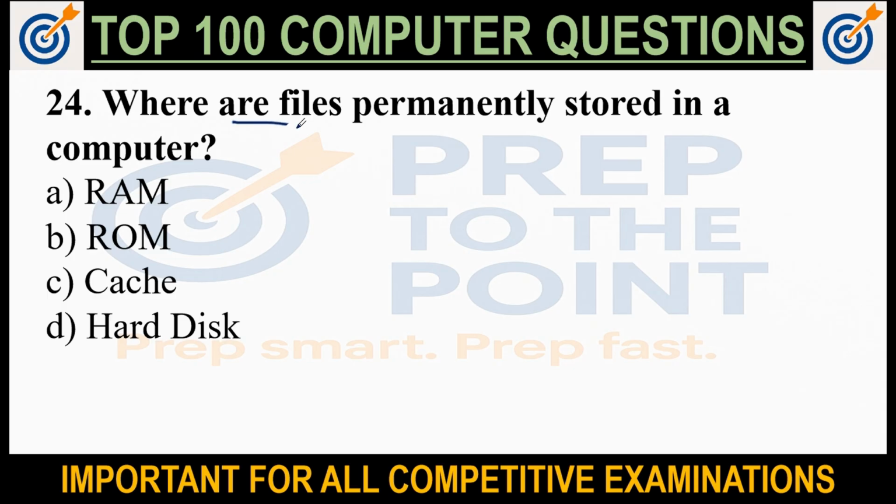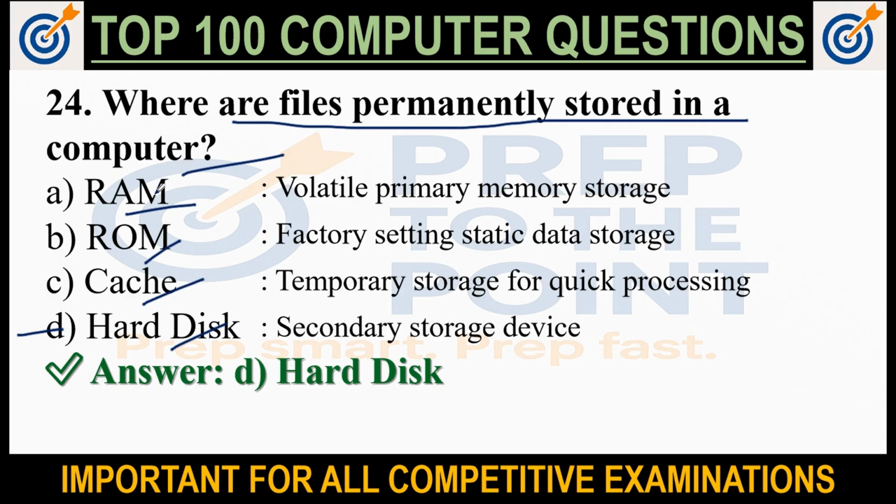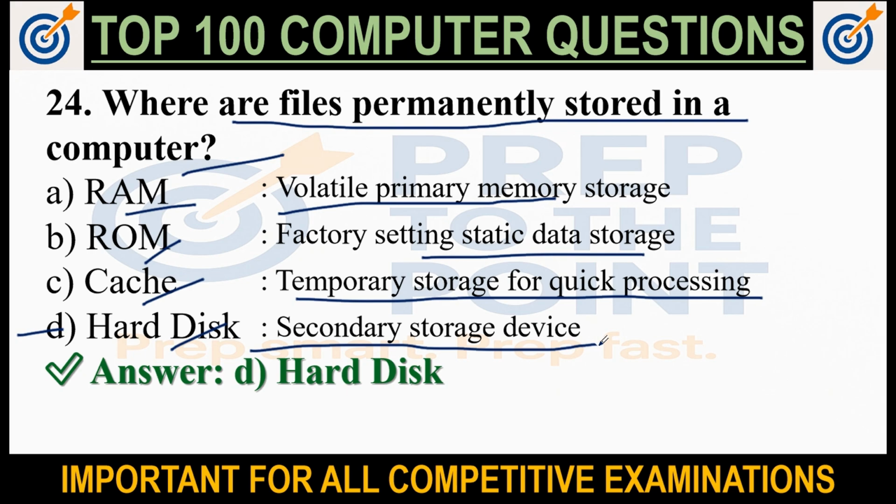Where are files permanently stored in a computer? RAM, ROM, cache or hard disk? The right answer is hard disk. We know that RAM is a volatile memory storage, ROM is a static data storage, and cache is a temporary storage for quick processing, while hard disk is a secondary storage device, and the files on which we work are permanently stored in hard disk drive.